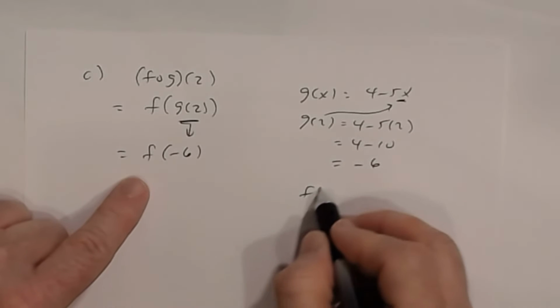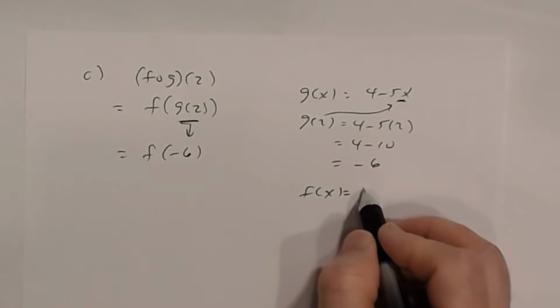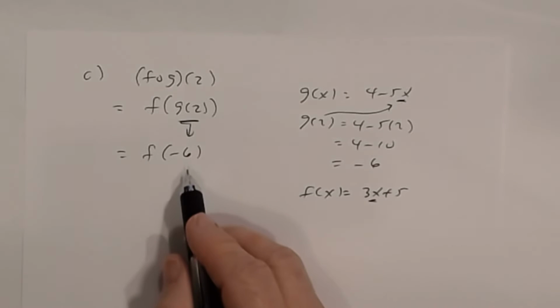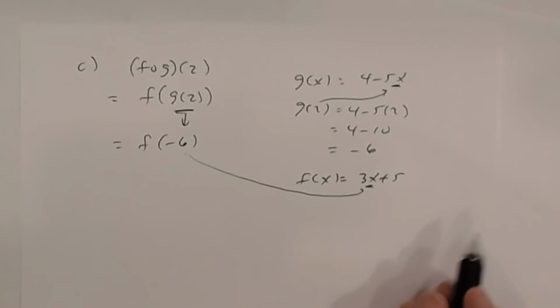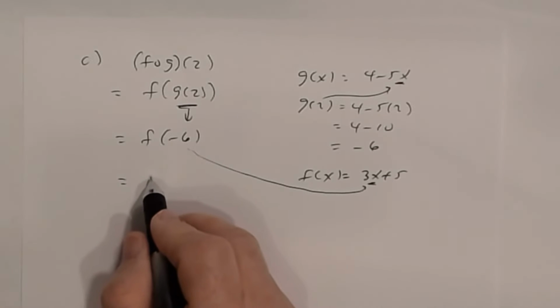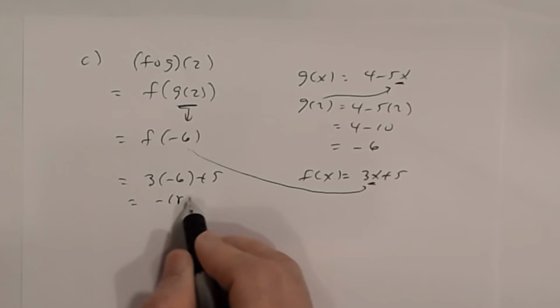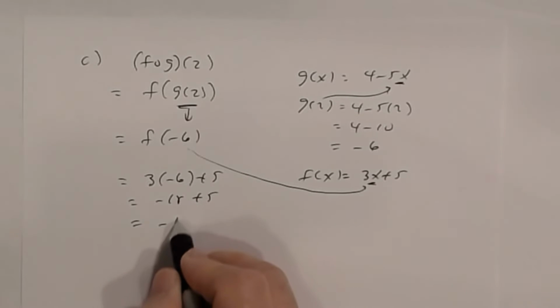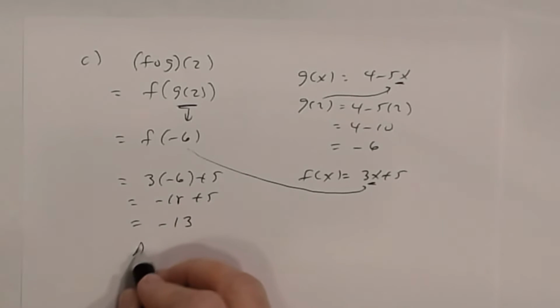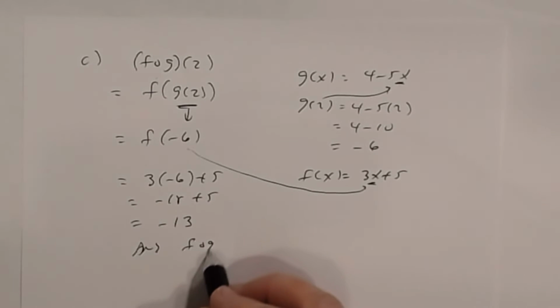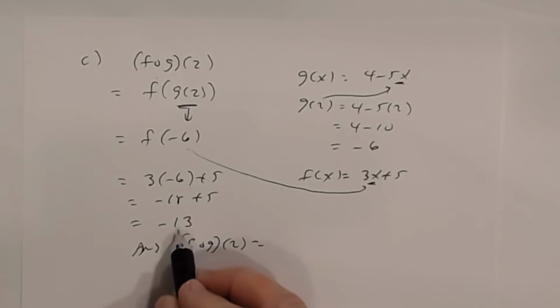So now I've got to go to my function f, which is 3x plus 5. And wherever we see the variable this time, I'm going to substitute negative 6. So I get 3 times negative 6 plus 5. So that's negative 18 plus 5, which is negative 13. So the answer, f composed with g at 2, is going to equal negative 13.